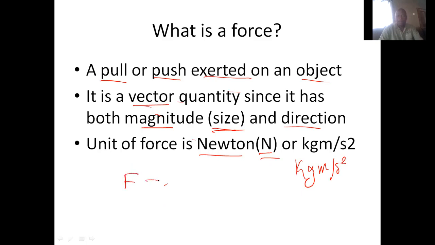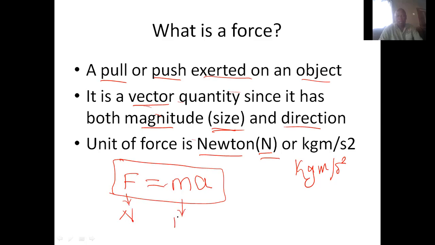In other words, what we are saying is that force is given by this formula: mass multiplied by acceleration. So as I indicated, force would be measured in newtons, while mass would be measured in kilograms, and acceleration would be measured in meters per square seconds. And therefore, this is how you get these units.